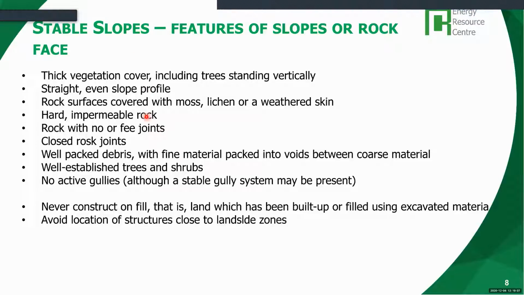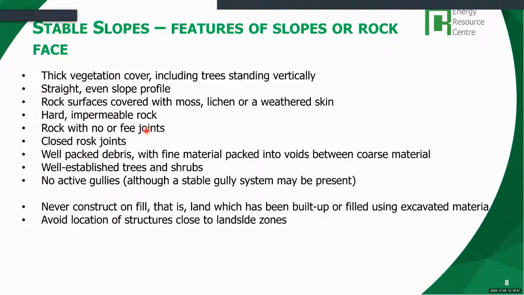If you have a geologist, geotechnical person, you will be able to go with the hammer and get the exact details of the type of rocks you have. Sometimes for small mini hydro projects, you may have to use your own judgment when you decide it. So basically, thick vegetation cover, including trees standing vertically, these are considered good, stable slopes. Straight, even slope profile. Rock surfaces covered with moss, lichen, and weathered skin, because there is some water on the top, so it's not fresh. It's been there for a while.